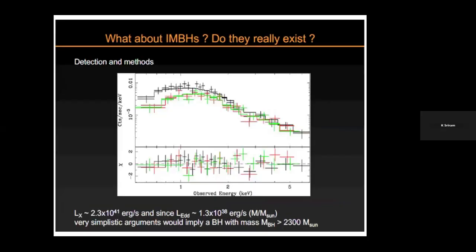This is a typical spectrum that we often use. This is emitted by one of the famous sources. If you do the spectral modeling, they found that the luminosity is of the order of 2.3 times 10 power 41, which amounts to a black hole mass of 2300 solar mass. We don't know whether there is actually a 2300 solar mass black hole or there is some other physics going on, but this is the most probable candidate for an intermediate mass black hole.